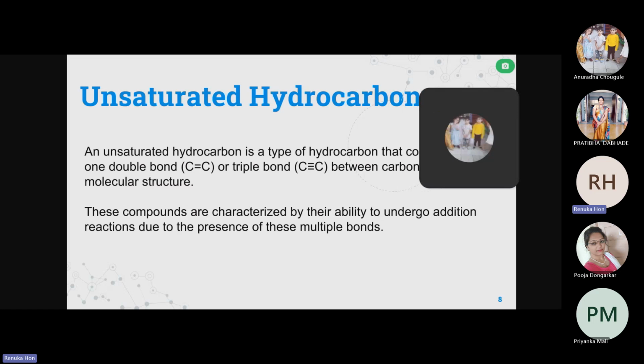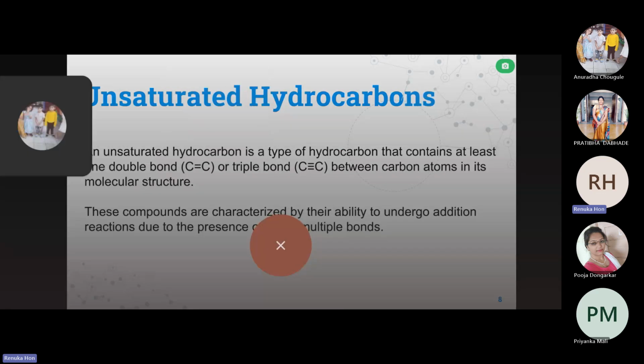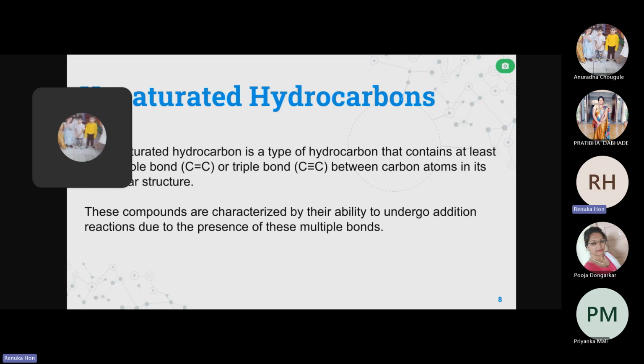These compounds are characterized by their ability to undergo addition reactions. This is the most important property of unsaturated hydrocarbons. They can undergo addition reactions due to the presence of multiple bonds. Here, a carbon-carbon double bond and a carbon-carbon triple bond are present. In that, the bond is a pi bond, and there is pi bond electron density between the two carbons. Hence, it undergoes addition reactions. Do you know any example of an addition reaction?